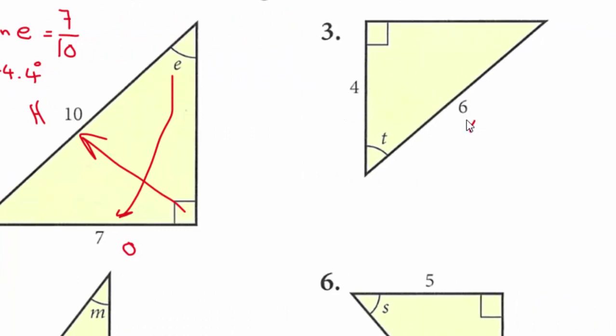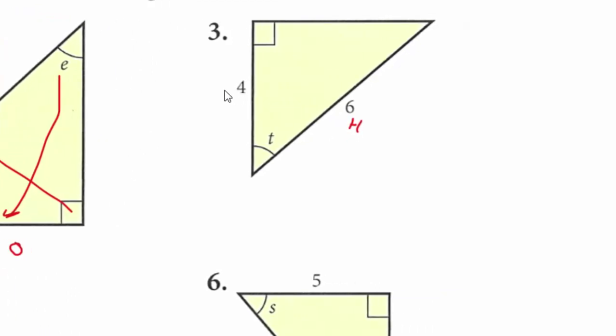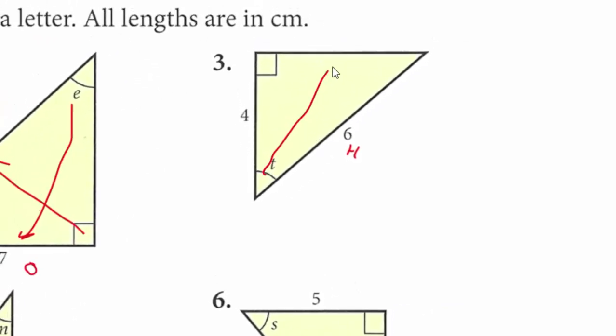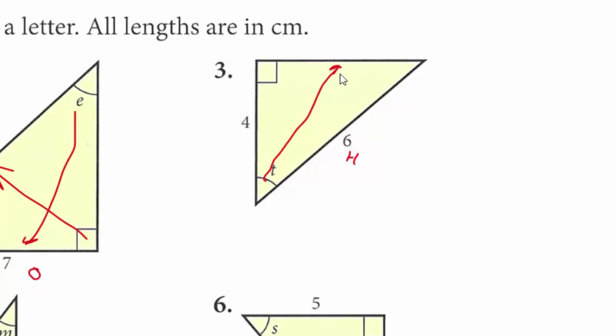Question 3. Two sides are given. 6 is the longest. This is the hypotenuse. 4 is the adjacent. The opposite is not given, so it means we cannot use sine, because we don't know the opposite. But what we have is the adjacent side. Whenever you see adjacent with hypotenuse, it's the right time to use cosine. Cosine of t is equal to adjacent, which is 4, over the hypotenuse, 6.